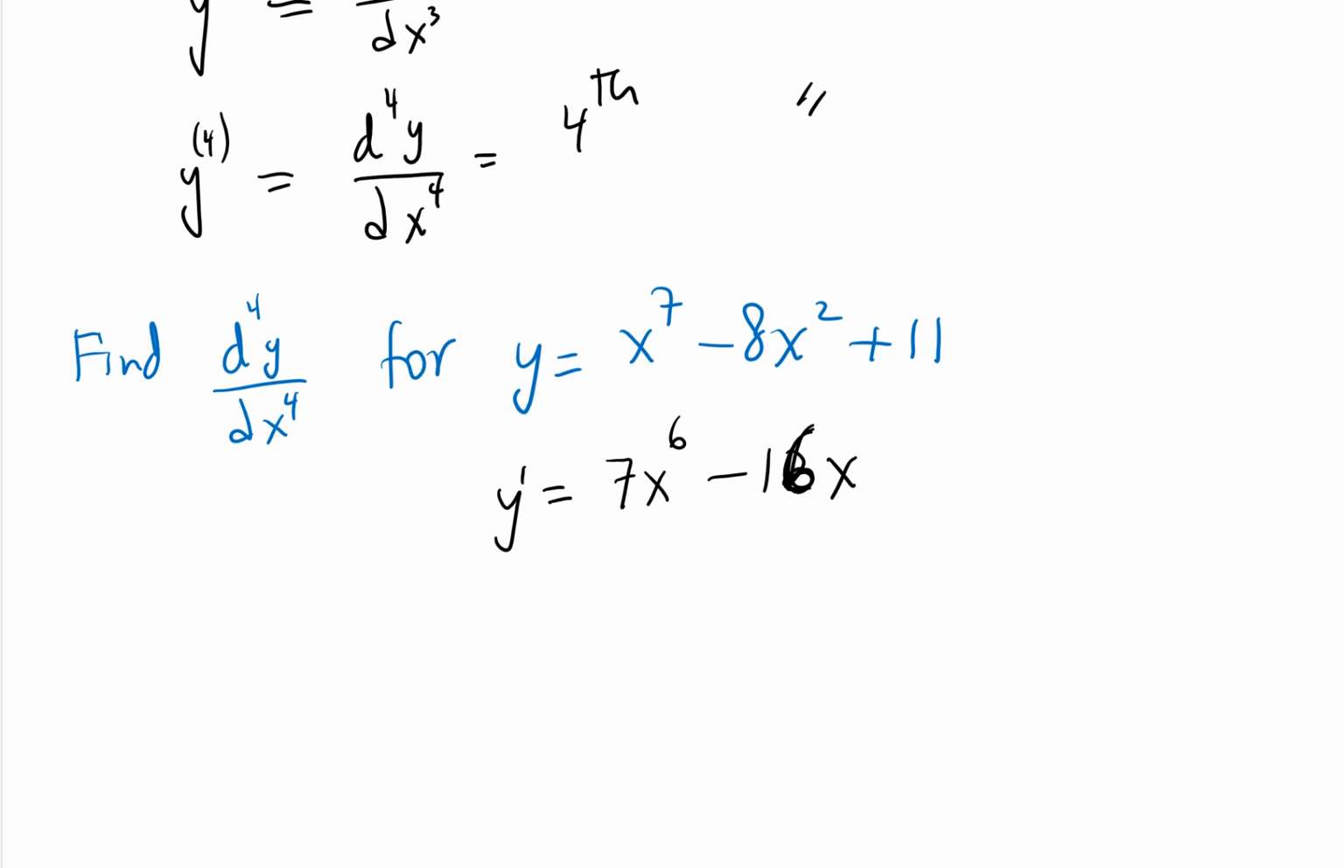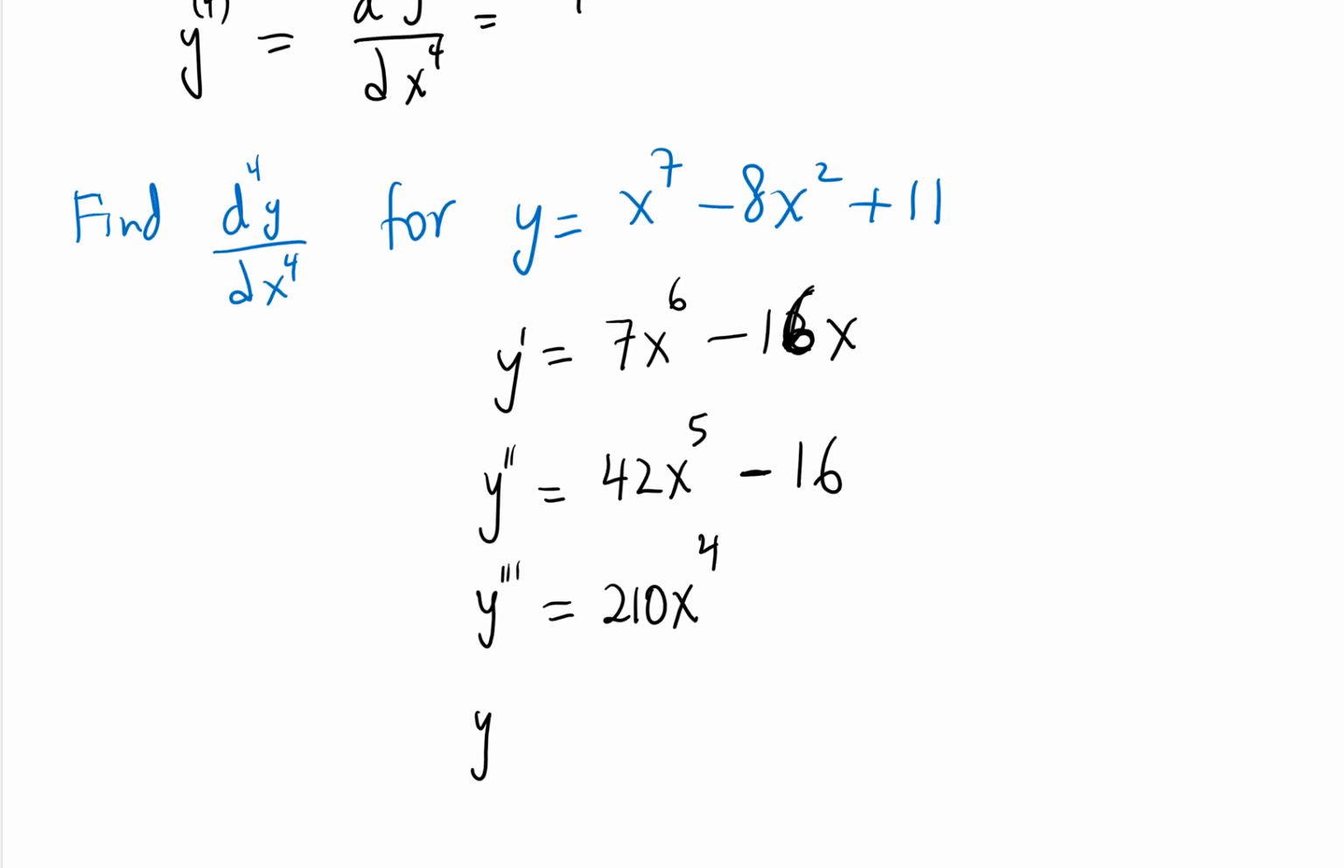That's the first derivative. The second derivative, 42x to the 5th minus 16. That's the second derivative. The third derivative, multiply 42 times 5 is 210x, subtract 1, minus 0. One more, the fourth derivative that I'm looking for, that's d4y dx to the 4th. 4 times this is 840x cubed.